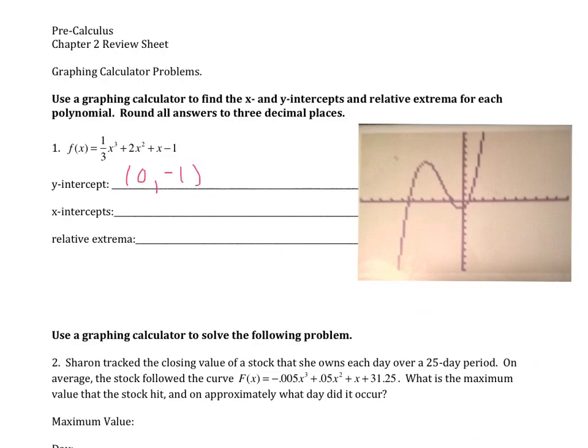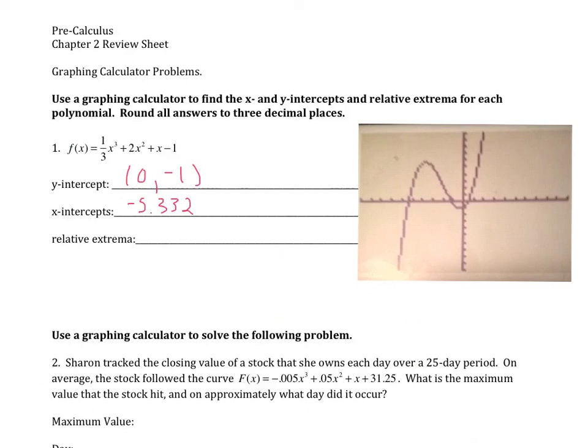To find the x-intercepts, we want to do second calc and choice number 2, which is 0. And we should have 3 x-intercepts on this graph. So to find the first one, you have to make sure the spider is to the left and then hit enter. To the right, hit enter, and then hit enter one more time. And we should get the x-intercept of -5.332 if we round.